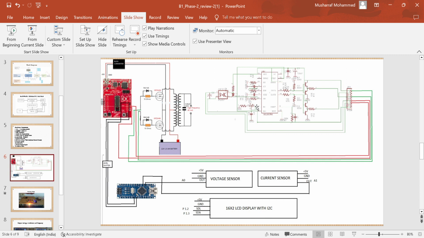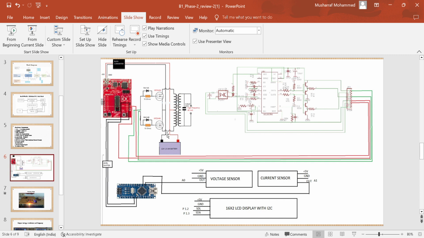PWM signals of high frequency, which are given to the IRFZ44 MOSFET gate terminal. The MOSFET switches at a higher frequency, 4 times the fundamental switching frequency, and it will generate a frequency of 90 kilohertz, which is the frequency we required. And from the MOSFETs, we are using a high voltage transformer to convert 12 volts into 230 volts as our load requires.